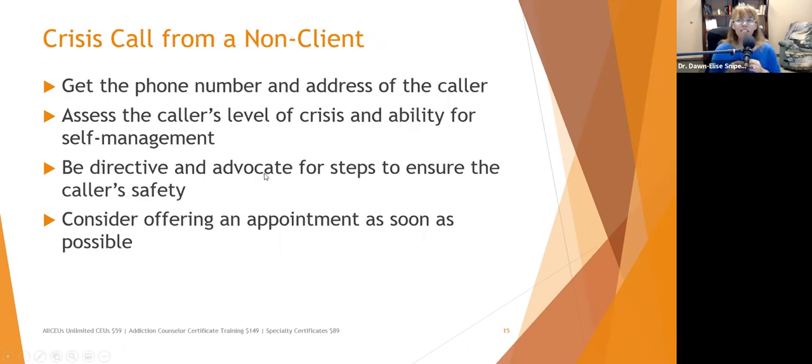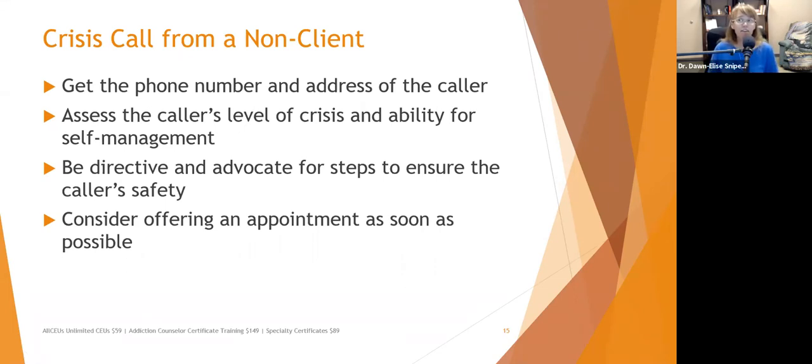If you get a crisis call from a non-client, you're just doing your paperwork one day, the phone rings, you answer it, and somebody on the other line is suicidal or in crisis of some sort. All right, the first thing you want to do is get their name, the phone number, and their address if possible, as much of that as you can get from them.